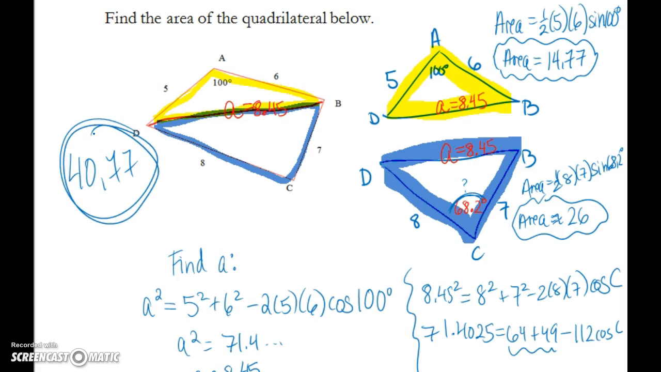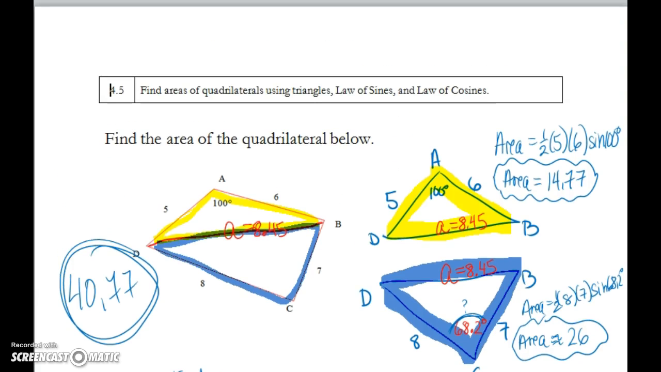Now every problem is a little different, but the main strategy here is to divide the quadrilateral into two triangles. Find the length of the diagonal because it's common to both triangles, and use that to find whatever pieces you need in order to calculate the areas of the quadrilateral. That is standard 4.5, finding the area of quadrilaterals.